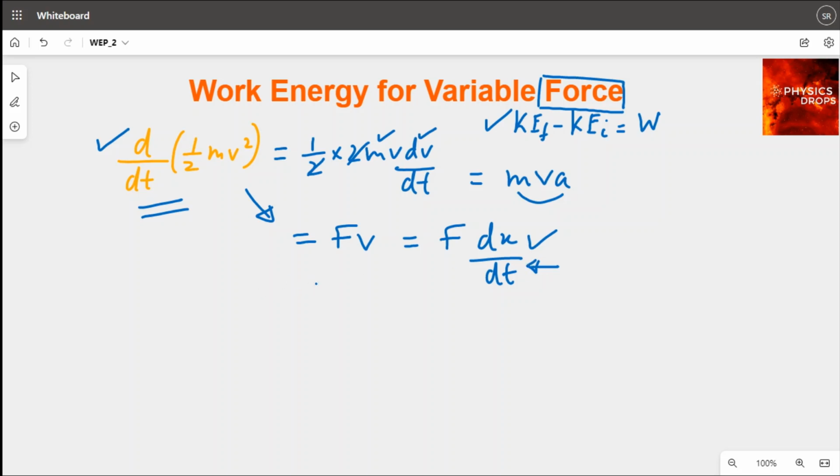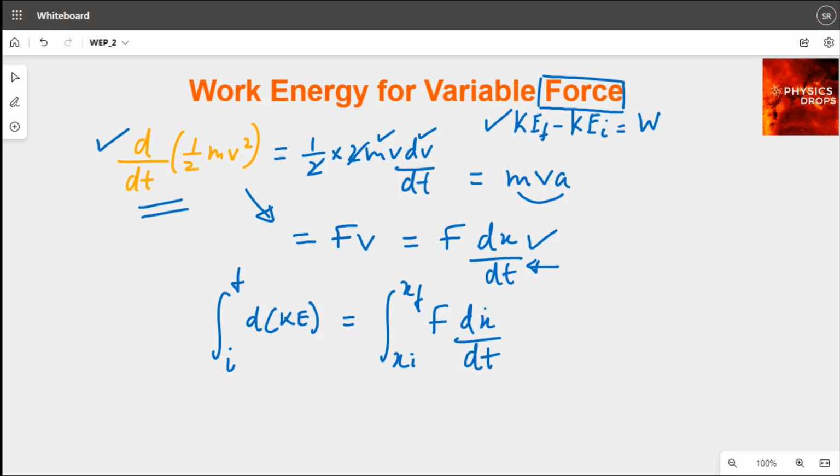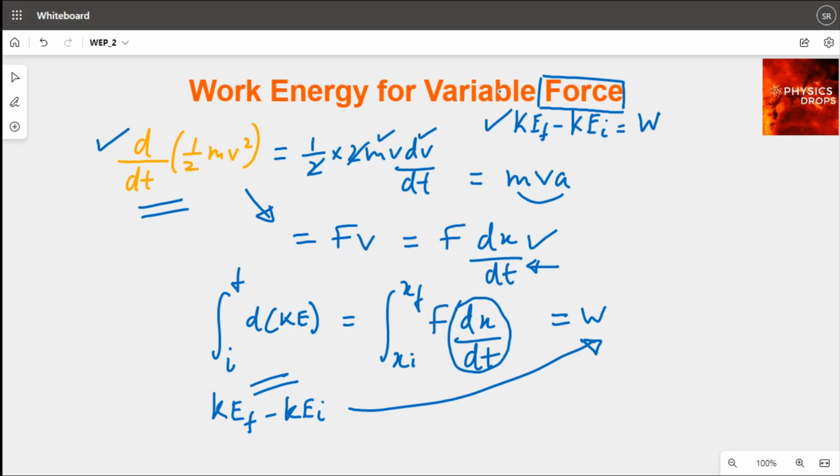So let's integrate these over the complete position. The left hand side becomes kinetic energy initial to kinetic energy final, the rate of kinetic energy, and the right hand side goes from the initial position xi to the final position xf, F times dx by dt. Now we know that over an entire distance this gives the full displacement, and force times displacement is nothing but work. So again we get the change in kinetic energy from initial position to final position, which is nothing but kinetic energy final minus kinetic energy initial equals work, even if the variable force is there.